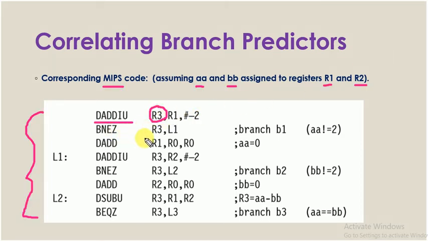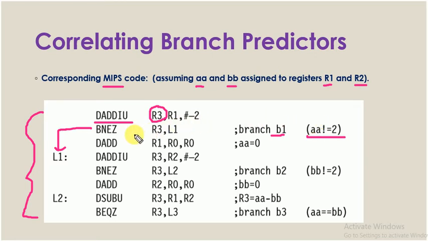Then we are checking R3, branch on not equal to 0. If it is not equal to 0, go to L1. It will go to the branch L1 if it is not equal to 0. This is branch B1 when A not equal to 2. Okay, not equal to 0 means it is not equal to 2.